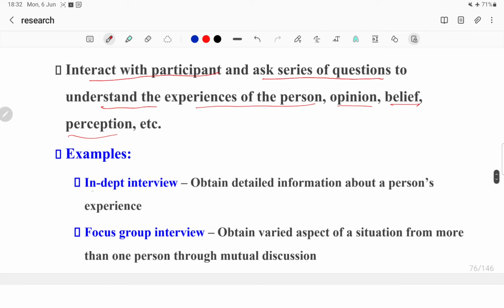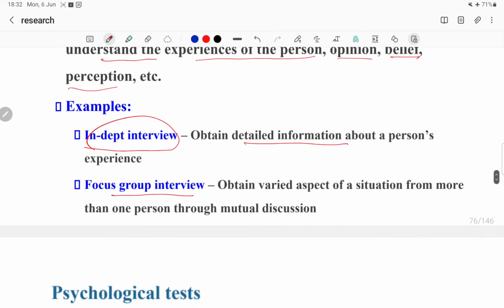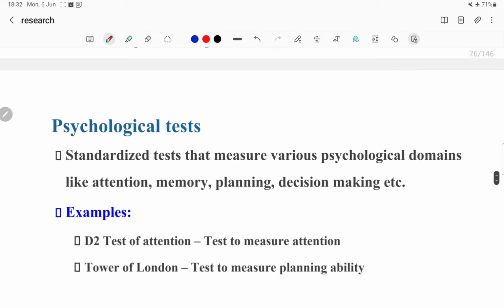It can be an in-depth interview, where we get detailed information about the person's experience, or it can be a focus group interview. So it can be done either way.